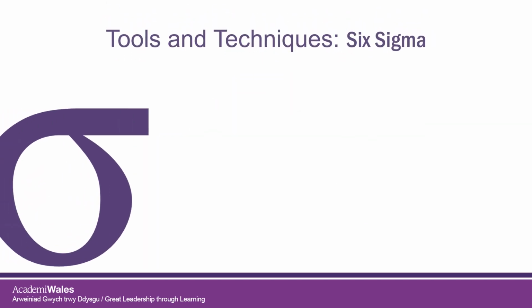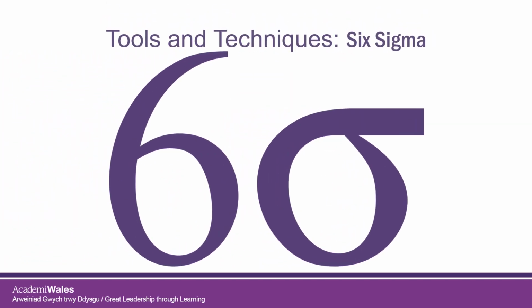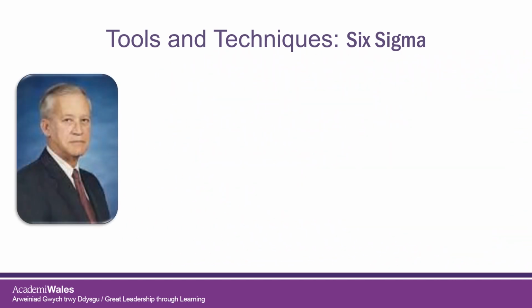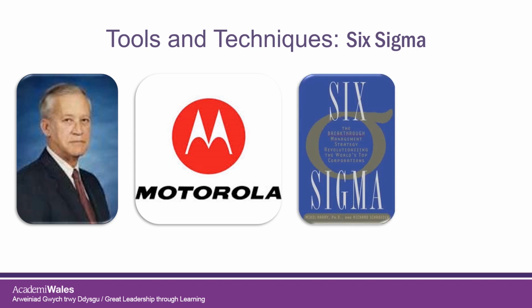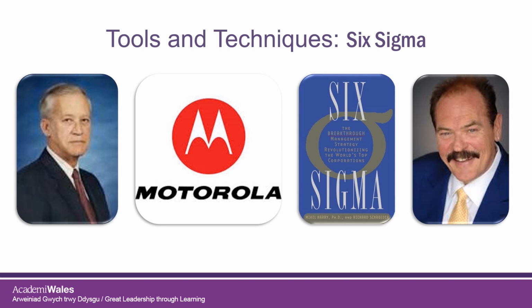Six Sigma. Six Sigma as a goal was first coined by Bill Smith of Motorola in 1986. Initially, a quality drive to eliminate variation and achieve Six Sigma capability for all Motorola's processes. By the year 2000 and the publication of Six Sigma, the Breakthrough Management Strategy by Michael Harry and Richard Schroeder, Six Sigma was being credited with huge financial savings in blue chip companies across the USA.